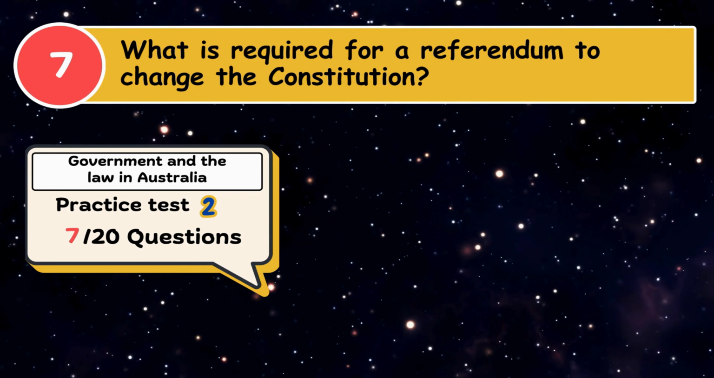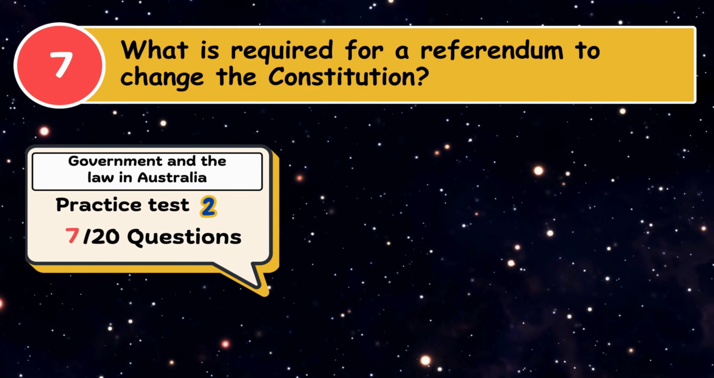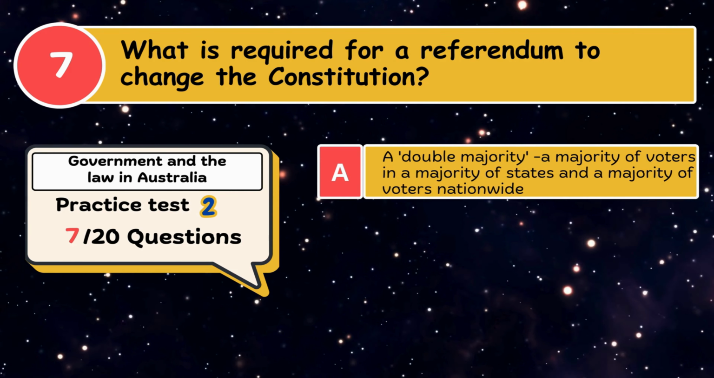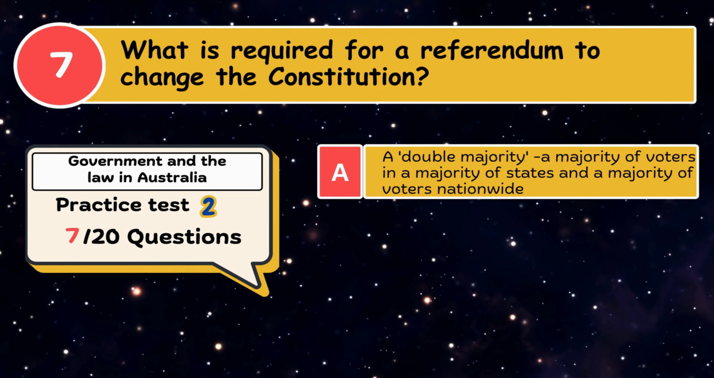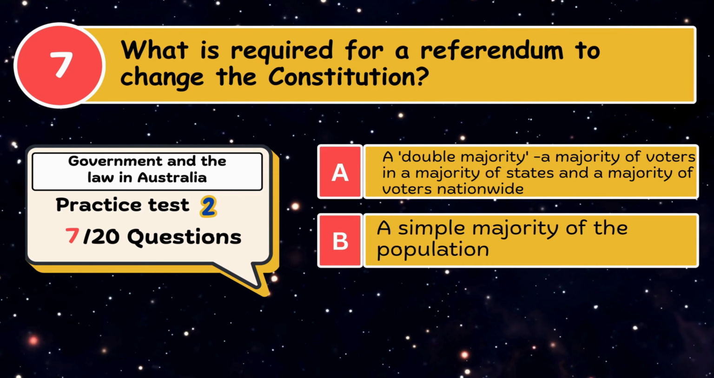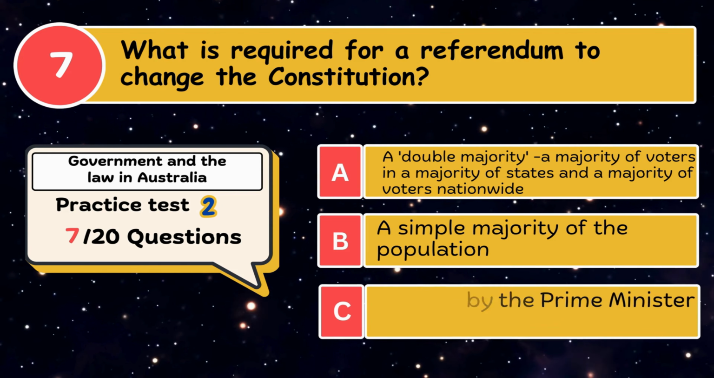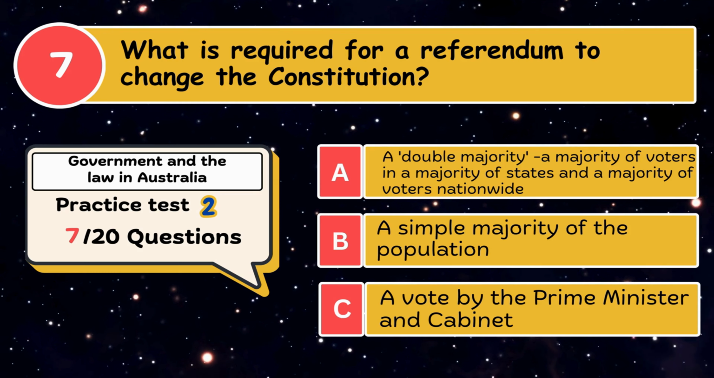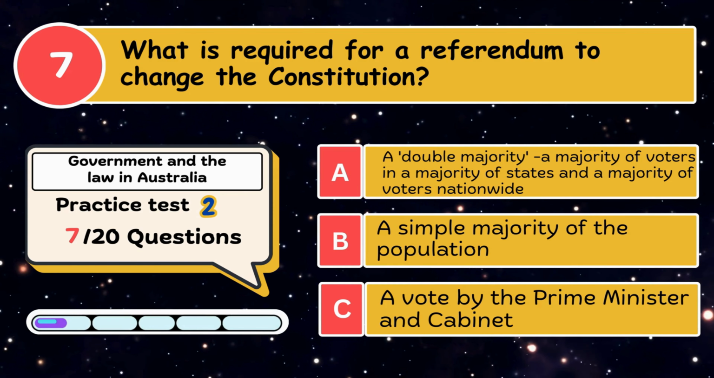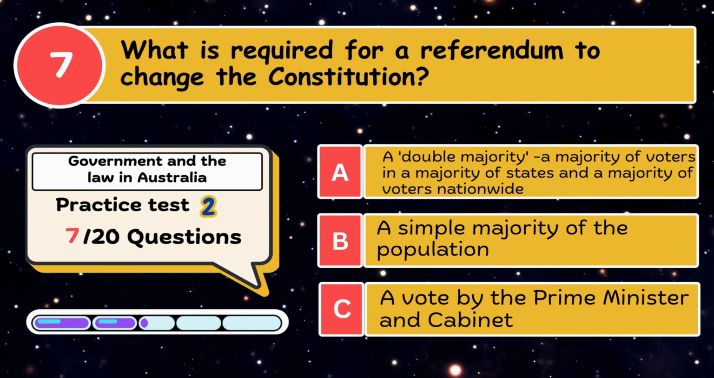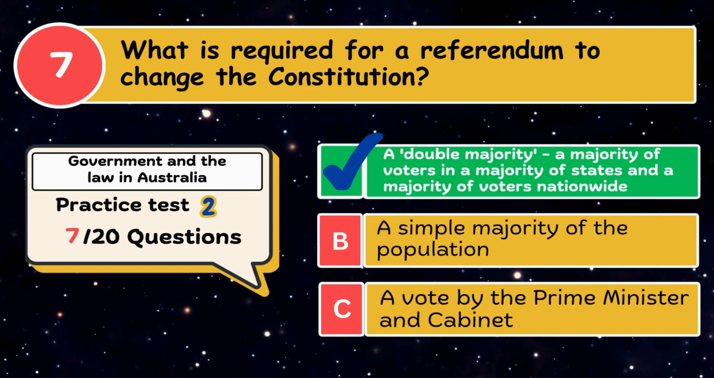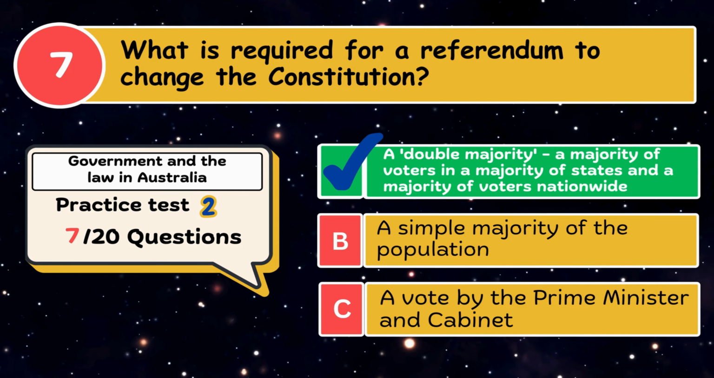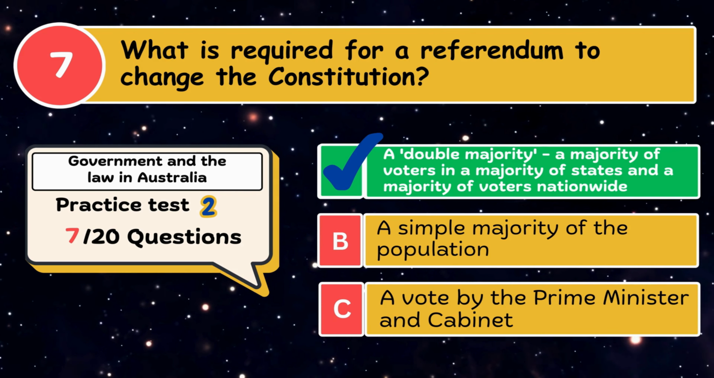What is required for a referendum to change the Constitution? A, a double majority, a majority of voters in a majority of states and a majority of voters nationwide. B, a simple majority of the population. C, a vote by the Prime Minister and Cabinet. The correct answer is a double majority, a majority of voters in a majority of states and a majority of voters nationwide.